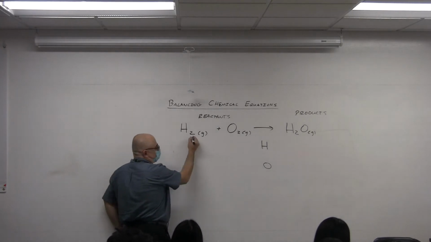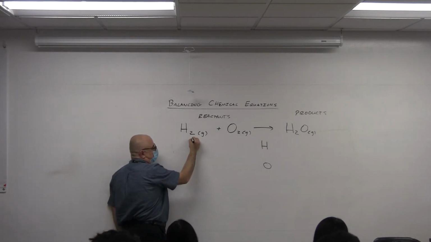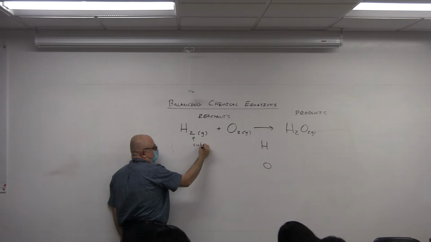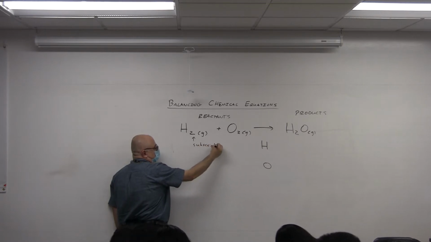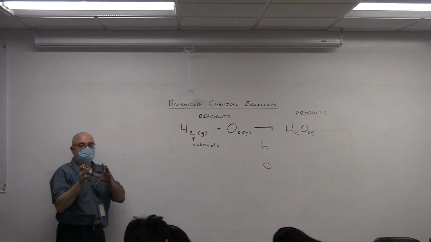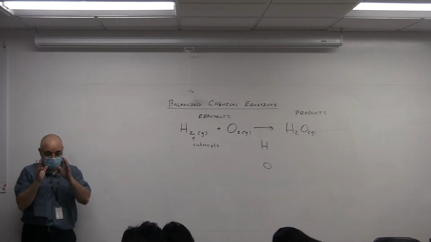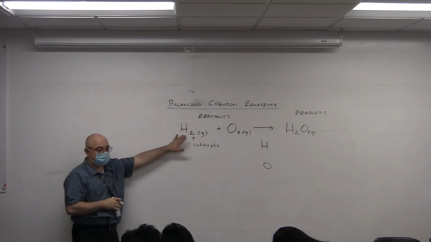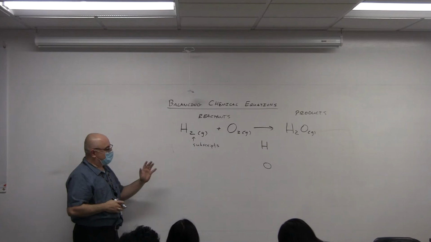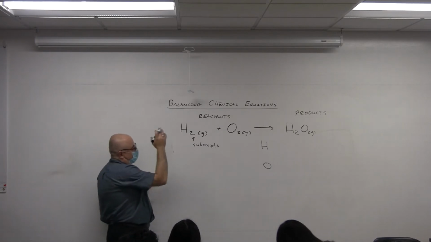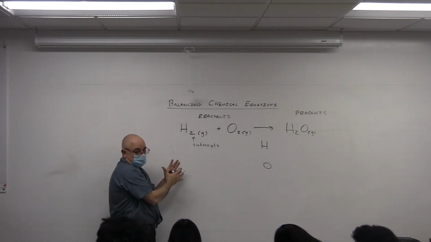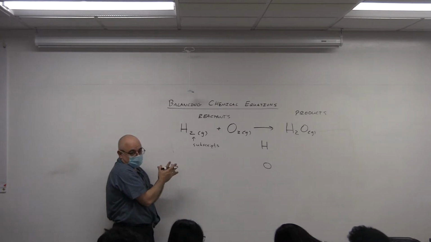These numbers down here, we call them subscripts, right? Those are called subscripts. Subscripts are used to define a chemical formula, which means it tells me what the substance is. So right now, H2 is a specific structure. And if I change that, I change what it chemically is. And that's not what balancing the equation is for.